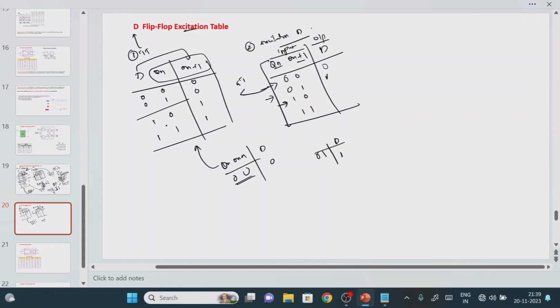Next, what is the combination? 1 0. Guys, here I am not going to invest much time, because if you understand the excitation table for SR flip-flop, these are all nothing, right? So next, 1 0 means only a single combination of Qn+1. What is the answer? 0. Just write down 0. Next, for 1 1, what is the output value? For Qn+1, 1 1, the output value is 1. So this is the excitation table for the D flip-flop.